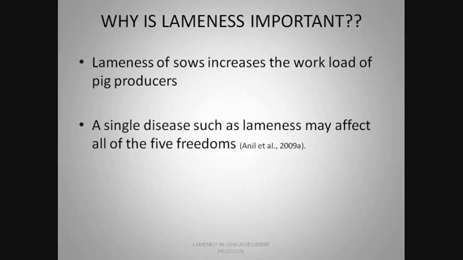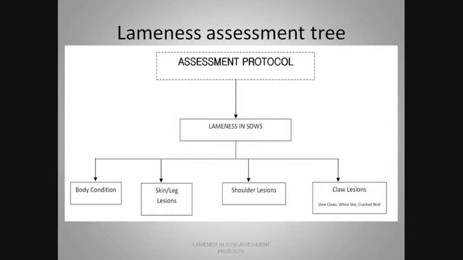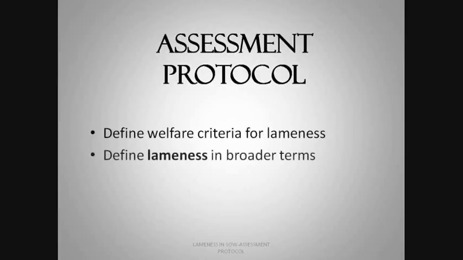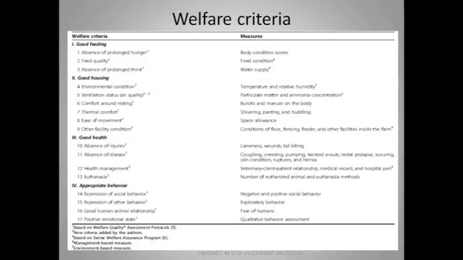We can now look at the lameness assessment tree, where the assessment protocol for lameness in sows is governed by body condition, skin and leg lesions, shoulder lesions, and claw lesions. We will then further identify each so that we can create an assessment protocol. Our assessment protocol will define welfare criteria for lameness, and later on will define lameness in its broader terms.